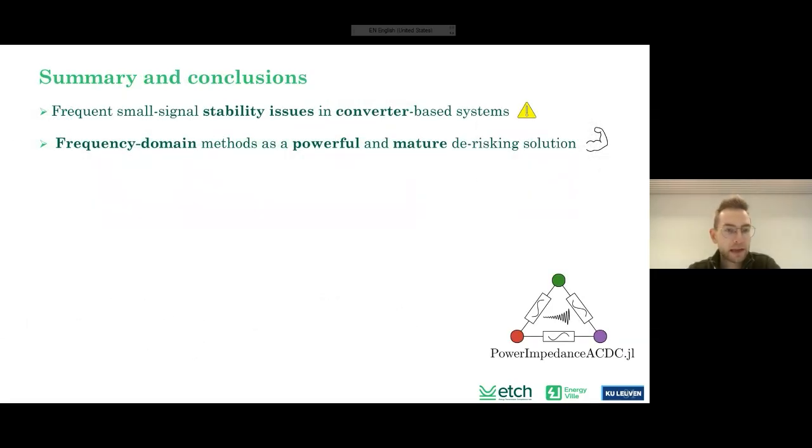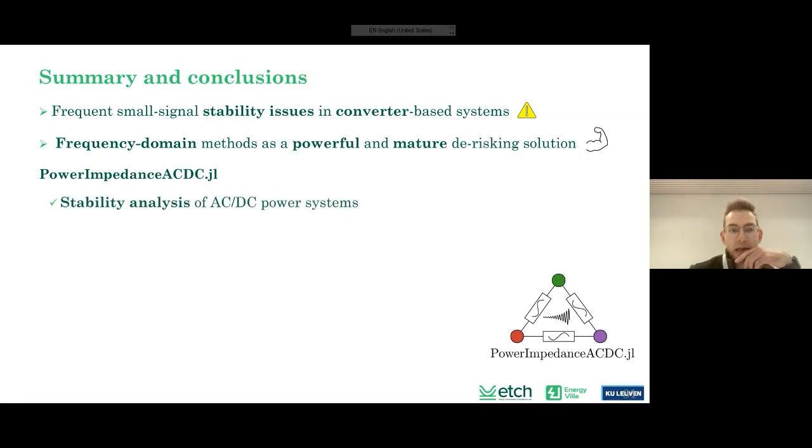So that's the end of my presentation today. So we have seen that small signal stability issues in converter-dominated power systems are something that exists and need to be solved and mitigated. And we have seen that frequency domain methods are a very powerful tool, mature, and de-risk solutions. And we are proposing in this webinar PowerImpedanceACDC, which provides a stability analysis of AC/DC power systems.